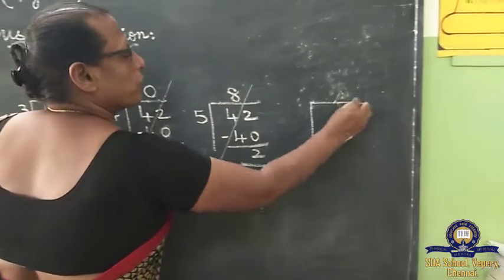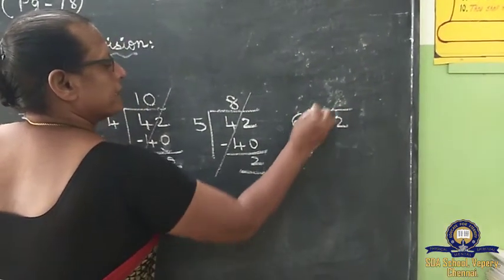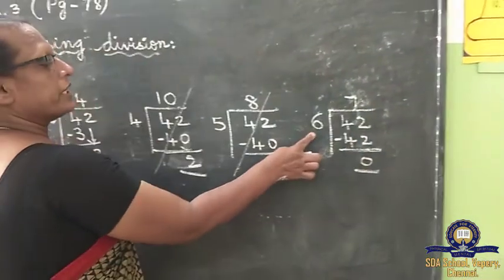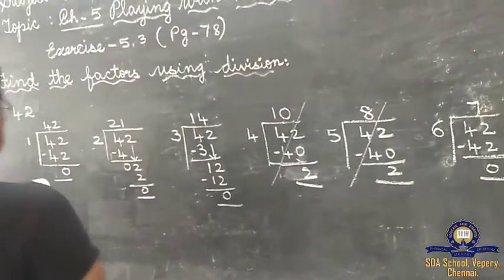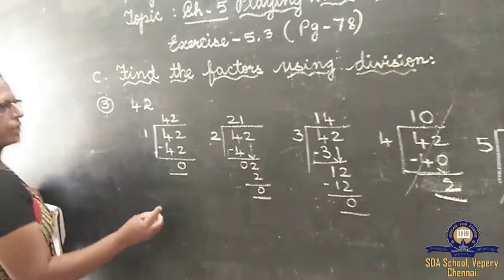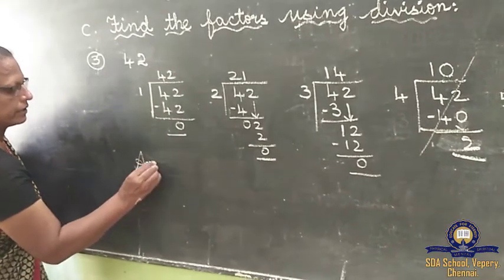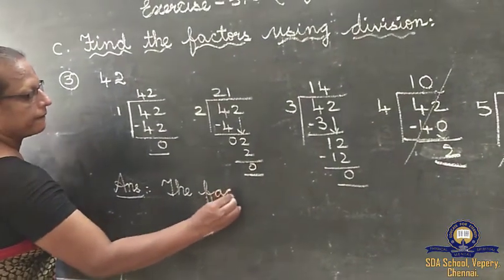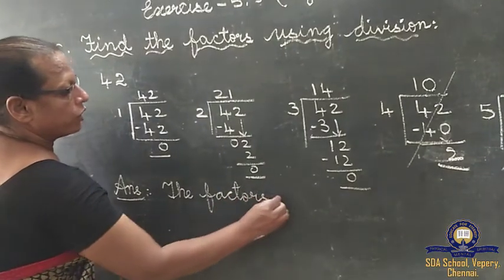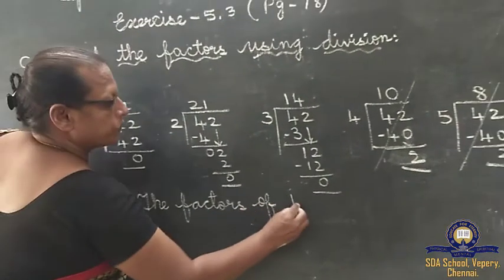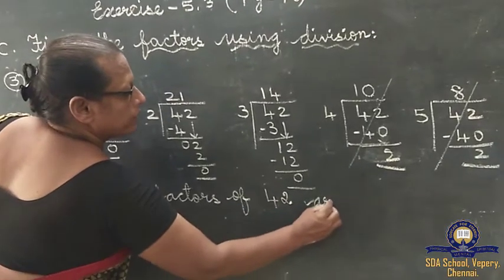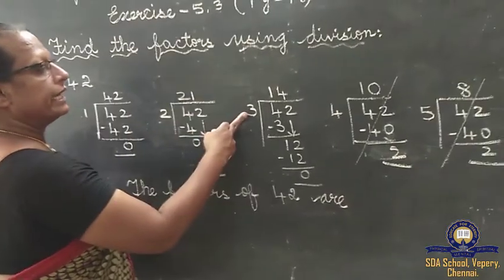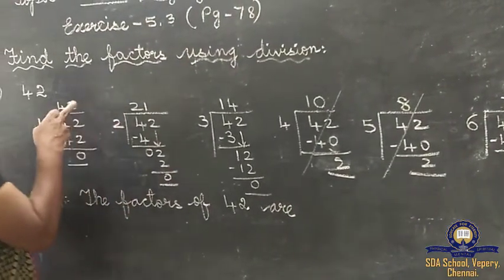But in the 6 table it goes, isn't it, children? Yes, 7 6s are 42. 7 6s are 42. So in the 6 table it goes, in the 7 table also it goes. Understood, children? So what can you write? The answer. The factors of 42 are, what are the tables, children? 1, 2, 3, 14, 21, 42.